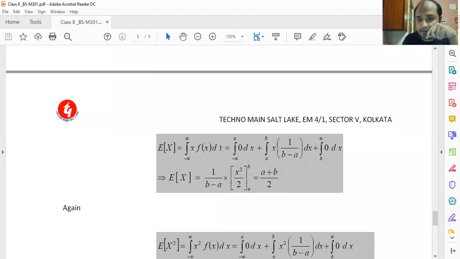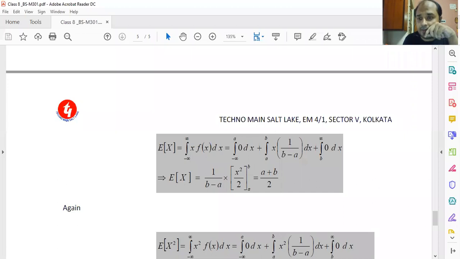Now you already know that the expectation formula is the integral from minus infinity to infinity of x f(x) dx. So here also I'm doing the same thing, breaking it into three parts and substituting the value of f(x) for the range of x from a to b, and I'm getting the expectation to be (a + b)/2.